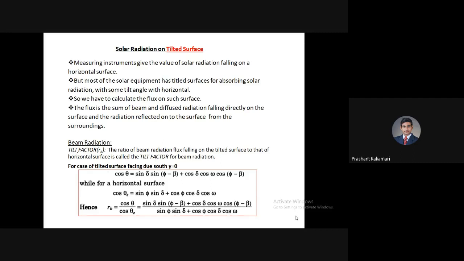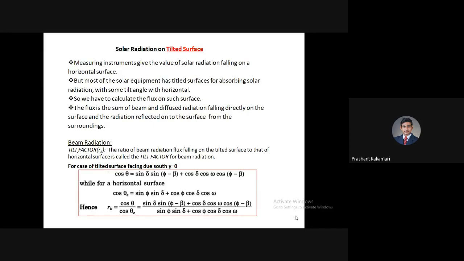Yes, the angle of incidence of the solar radiation on the surface can be given as sine delta sine (phi minus beta). This we have seen in the earlier classes, where we found the omega equation, or the hour angle equation. So from that relation this equation is taken. One can write cos theta, the angle of incidence on the tilted surface, as sine delta sine (phi minus beta) plus cos delta cos omega cos (phi minus beta). So the only thing is you replace phi with phi minus beta for the tilted surfaces.